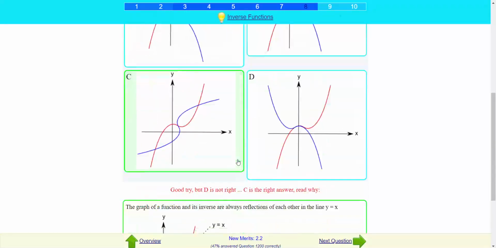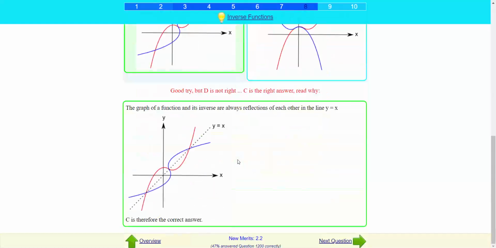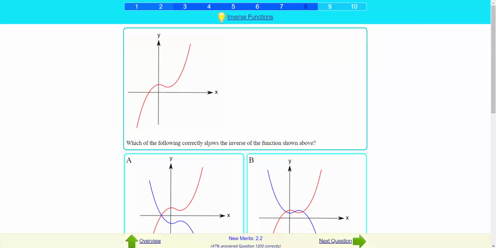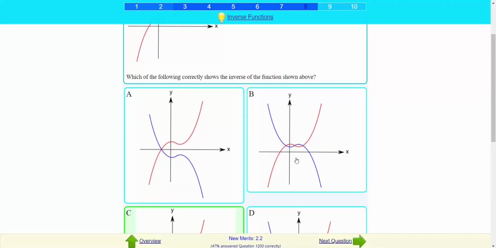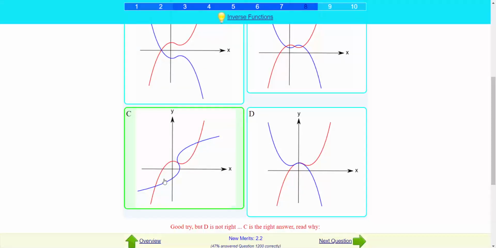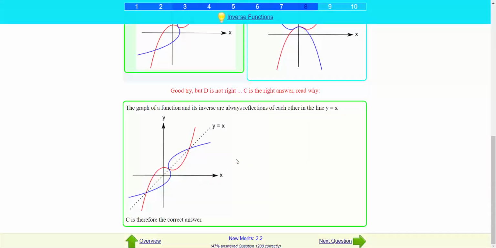The y equals x line. Where's that line? So how do I know the line is not in here? It's not like here. Oh, it's a slope. So there's no slope here. There is a slope here.